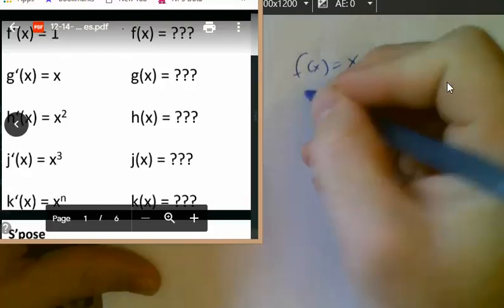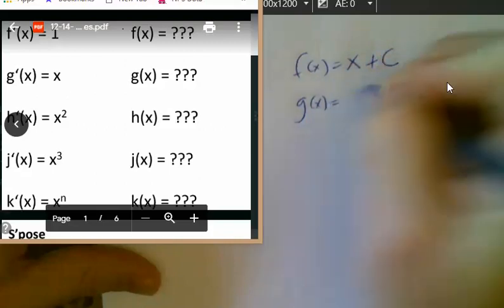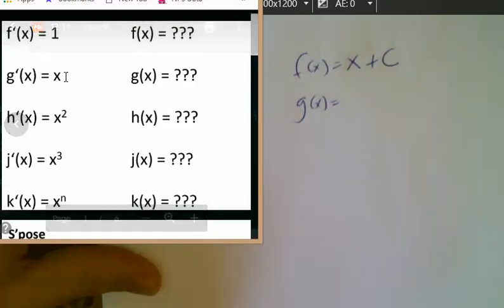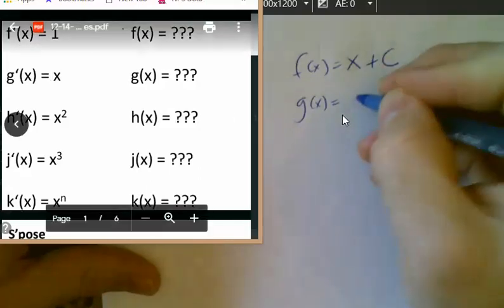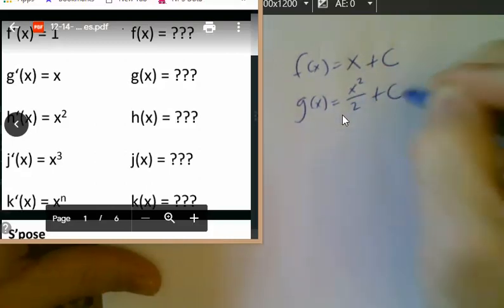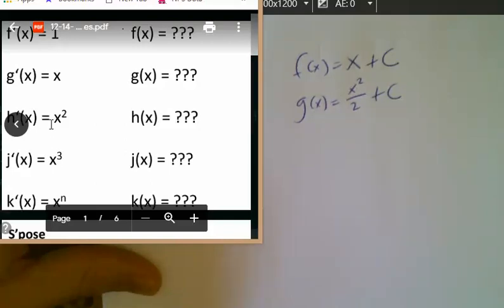If we follow that same pattern, g of x would be the antiderivative of x. It would have to be something with x squared, but x squared has a derivative of 2x, so I have to divide out that 2 if I want to end up with just x. So it would be x squared divided by 2, again, plus the c. And these are really easy to check. Just take a quick derivative. If you take the derivative of what you think is the antiderivative, you should get back to where you started.